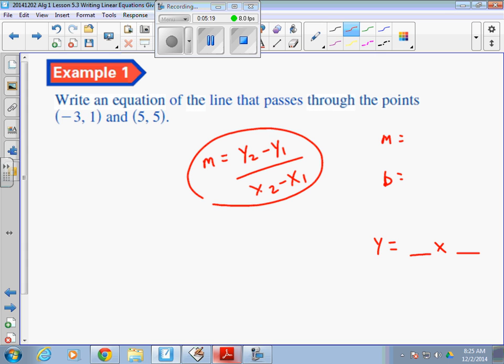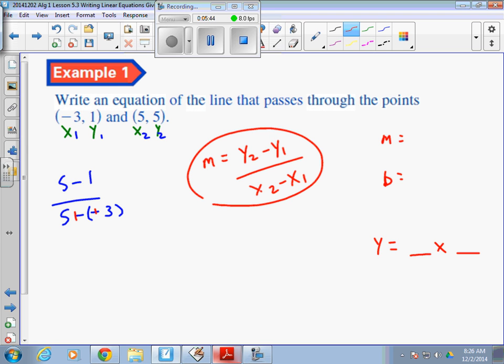The first thing you want to do is find m. The easiest way for most people to do this is to label the points x y, then x y sub 1, sub 2. Y sub 2 in this case is 5, minus y sub 1 is 1, over x sub 2, again 5, minus x sub 1, minus a negative 3. Remember, minus a negative means to add those two together, plus 3.